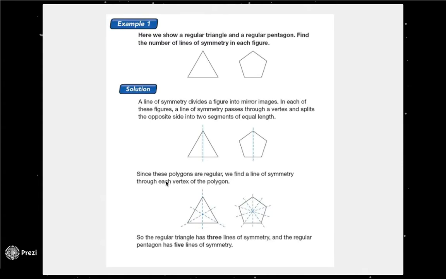Since these polygons are regular, we find a line of symmetry through each vertex of the polygon. So we're going to put a line of symmetry on each vertex, and if it folds up, it is a line of symmetry. Each one of these on this pentagon is a line of symmetry, right? So a regular triangle, like this one, has 3 lines of symmetry, and a regular pentagon has 5 lines of symmetry.